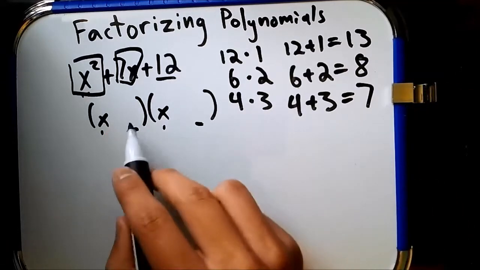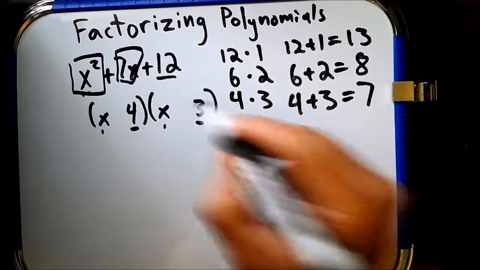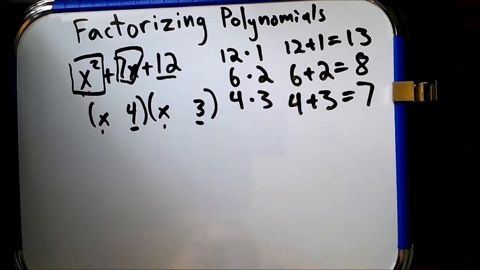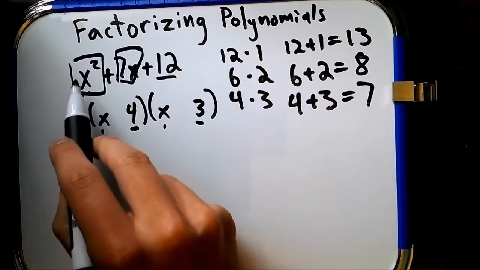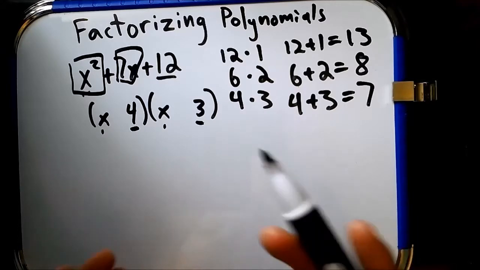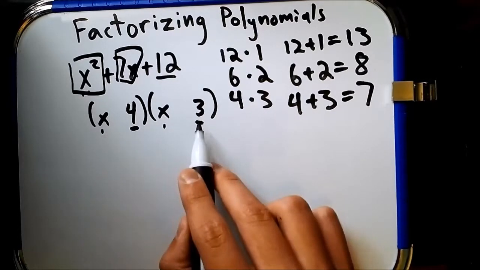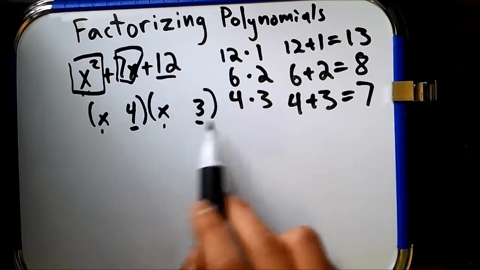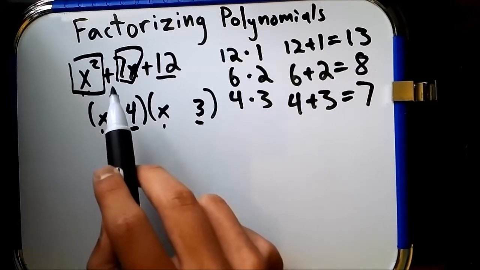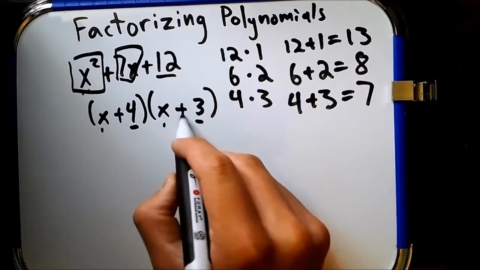So now we know that these two terms are 4 and 3. It can also be 3 and 4. It doesn't matter because there's not a coefficient in front of this x. I'll get to that in a later video, but for now, we just know that this is 4 and this is 3. And I'll show you this because when you multiply 4 times 3, you get 12. When you add 4 and 3, you get 7. And now that we see that these are both positive, we know that these are both positive.